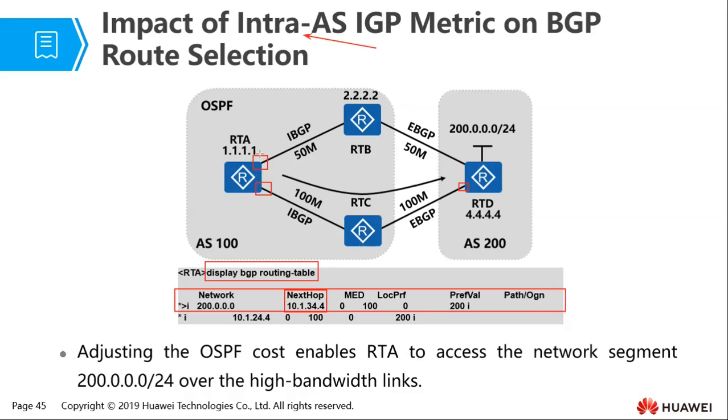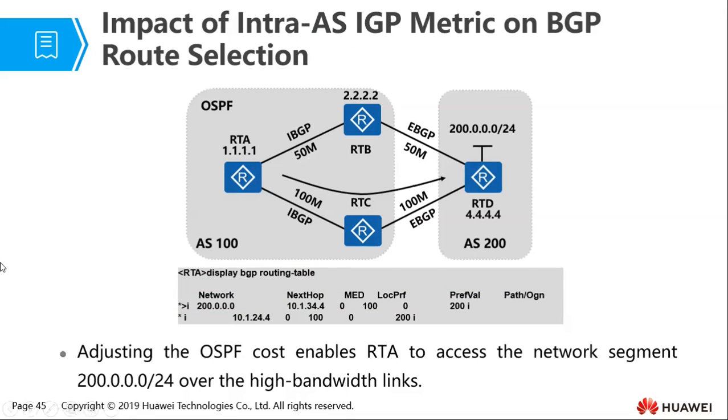So the one with a lower IGP cost is going to be preferred because this one is going to have a cost of 1. You go 100 over 100. The reference bandwidth default is 100. So 100 over 100 is going to give us 1. But now this one, we've changed it to 100. So that's why the packets are going to pass through RTC.